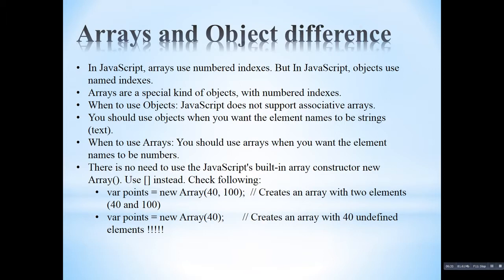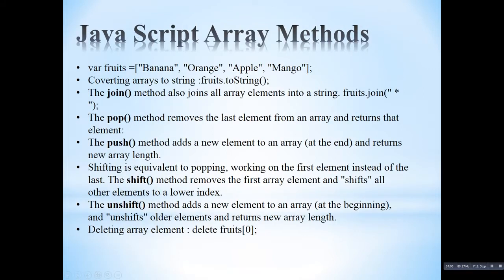There is no need to use the JavaScript built-in array constructor, new Array. Use square brackets instead. This creates the array with two elements, 40 and 100. This syntax creates an array with 40 undefined elements. So it is always advised to create an array with square brackets like this. This is the way you can create it.